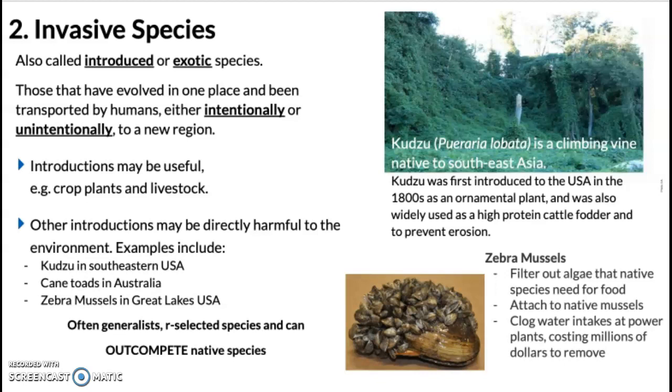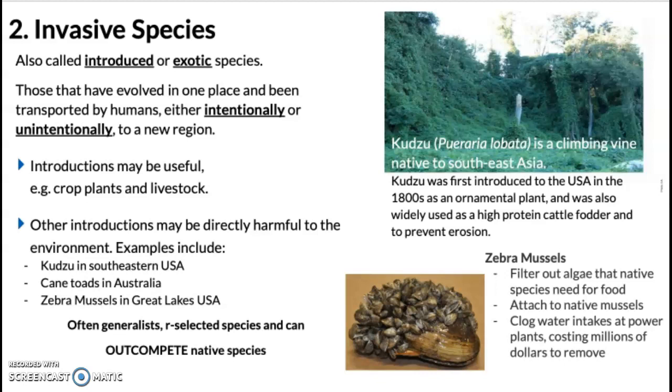Sometimes the introductions are useful, such as crop plants or livestock. Other times it's harmful to the environment. Even if we've brought in crop plants or livestock, it does have a potential to be harmful. Here in the southeast, we have a very large feral pig population, and these pigs were intentionally brought in, but because they weren't managed properly, some of them escaped and have created a feral population. So we just have lots of wild pigs roaming around in the more rural areas in the southeast.